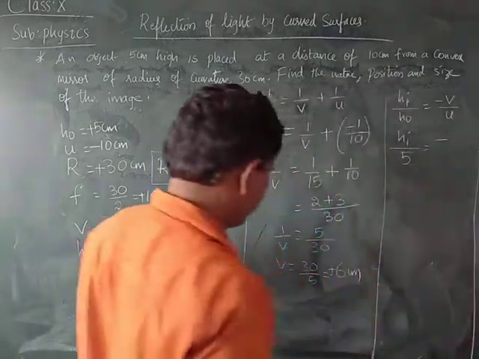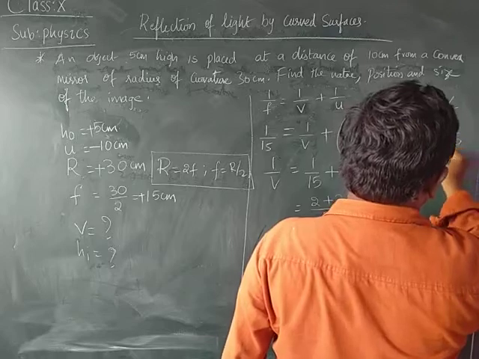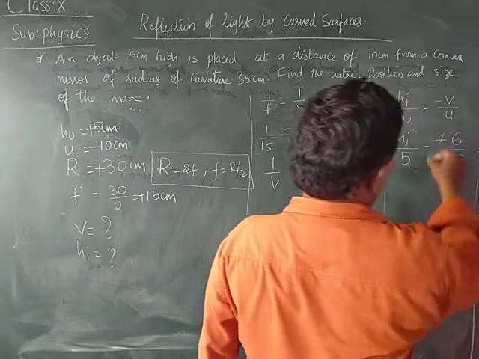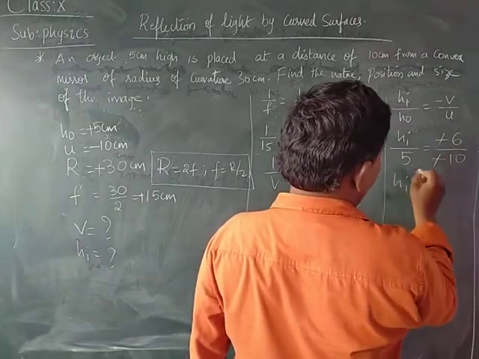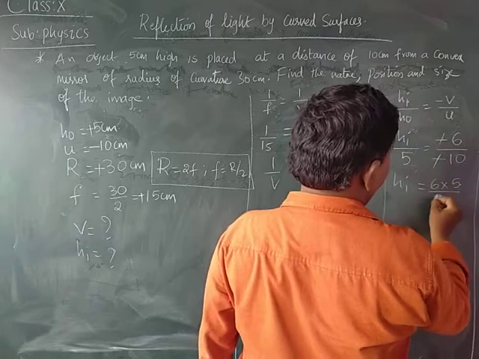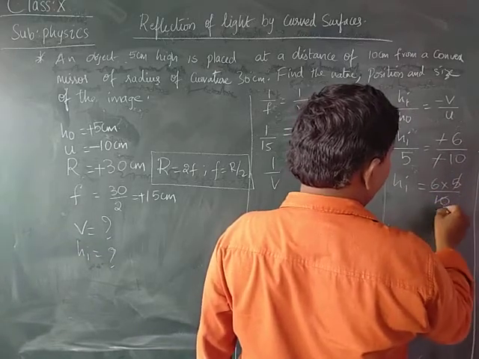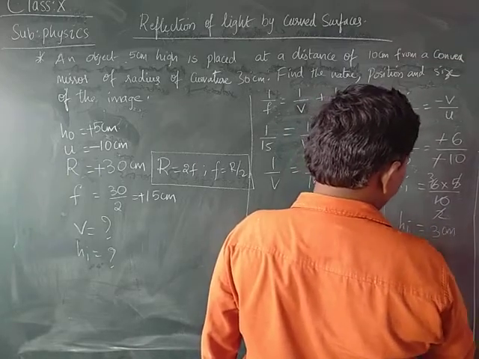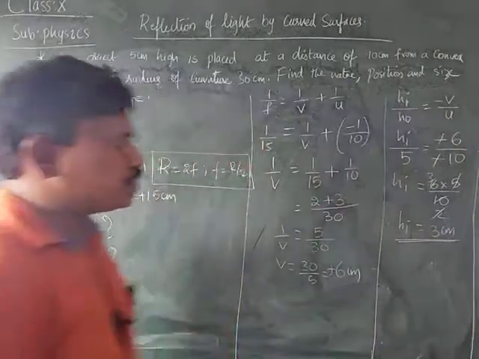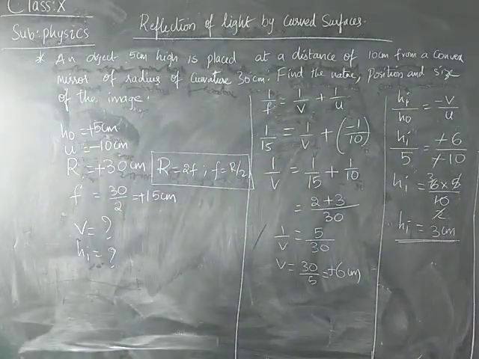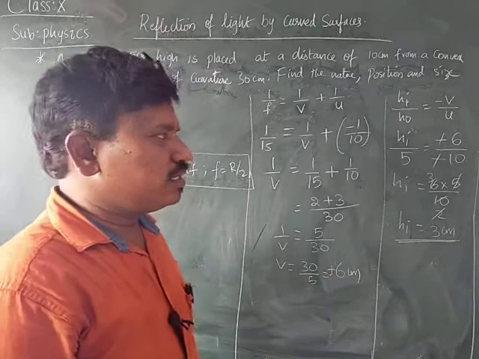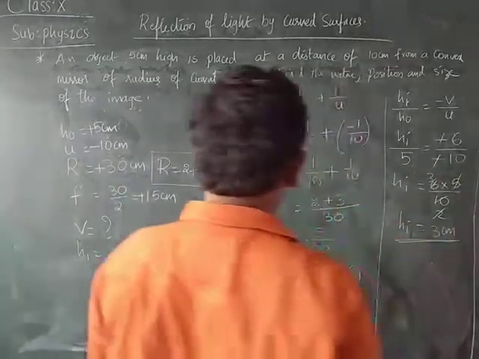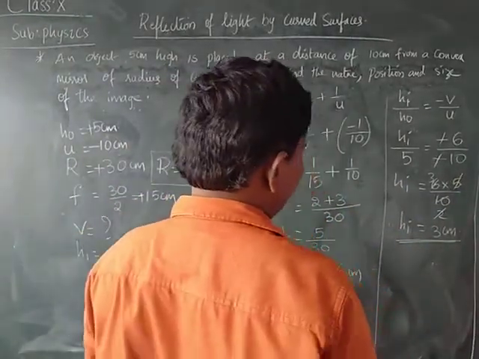What is the value of V here? Here we got the value of V as 6 and the value of U is minus 10. Therefore minus minus cancel. Height of the image is equal to 6 into 5 by 10. That is 5 ones are 5, 5 twos are 10. Height of the image is equal to 3 centimeters. Is it plus 3 or minus 3? Plus 3 we got. Plus 3 means above the principal axis. We got the height of the image as 3 centimeters.